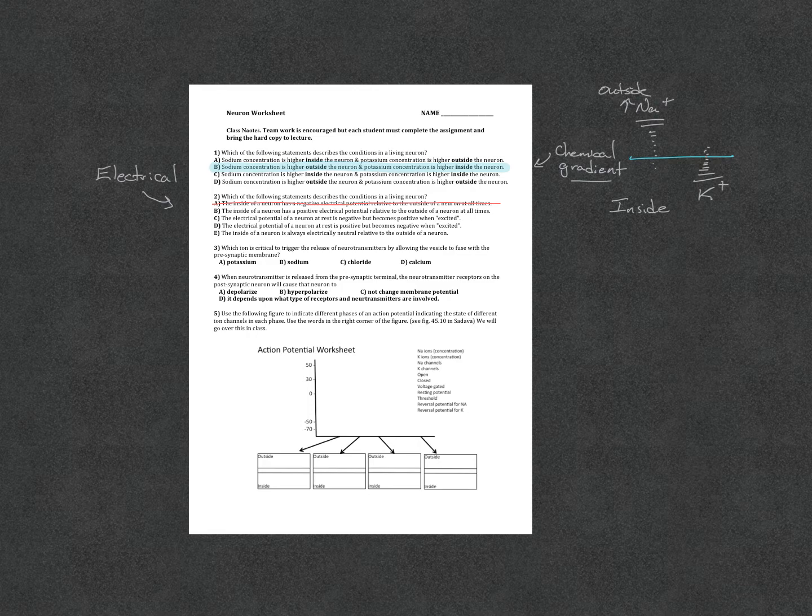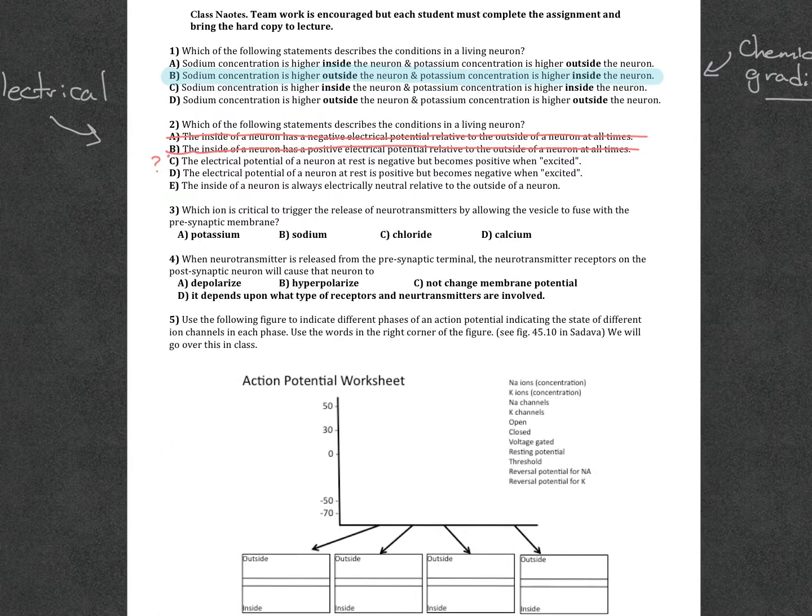Inside the neuron, it has a positive electric potential? No, it has a negative electric potential. It's negative 70 specifically. The electric potential in the neuron at rest is negative but becomes positive when excited. That's true, but we're going to put a little asterisk by it because I have to read all the questions. At rest is positive but becomes negative when excited? Well, that's not true. It's negative and becomes more positive. We'll look at it in a second. Inside the neuron is always electrically neutral, which is obviously not correct, otherwise you wouldn't have an electrical gradient. So the answer, at least I hope it's obvious to you at this point, is C.